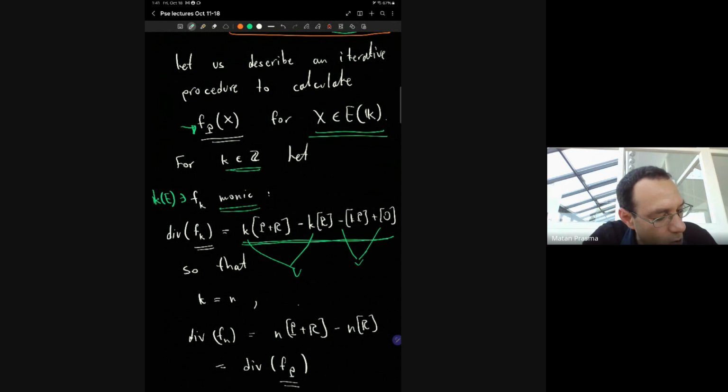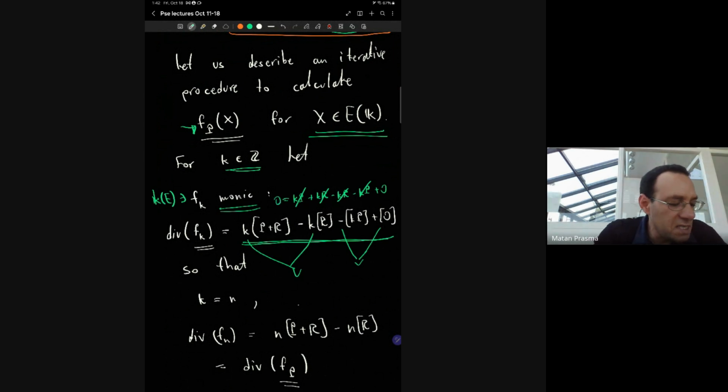And if I sum all the points, I mean, if I remove the brackets and I sum in the elliptic curve, I get kP plus kR minus kR minus kP plus O. So this cancels with this, and I get O. Okay, so this is a principal divisor. I know that there exists a rational function f_k that has this divisor.